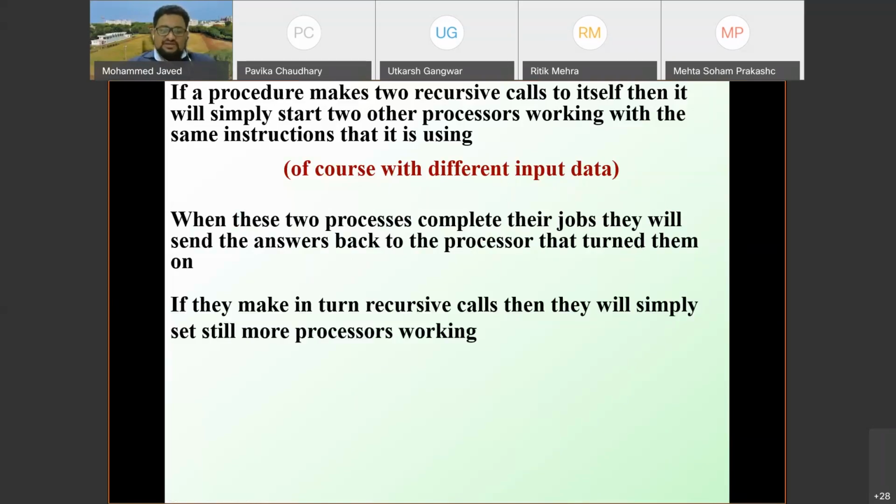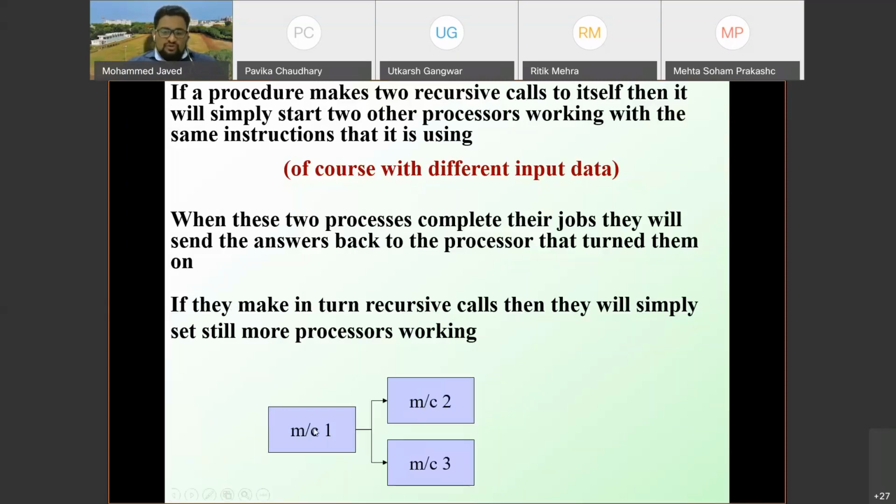The parent has assigned the job to the child, so it returns the answer, and then the parent would do further processing. If they in turn make recursive calls, then they will set still more processes working. So if the child makes another function call within its body, it is creating many more processes, and it would be time consuming.